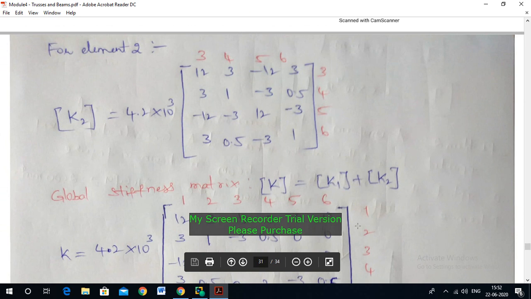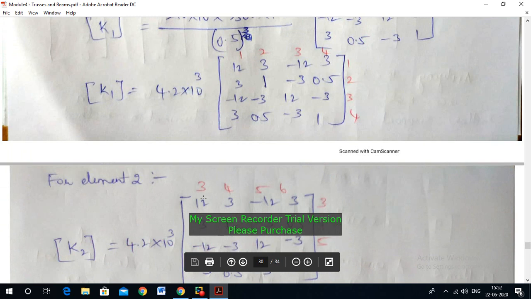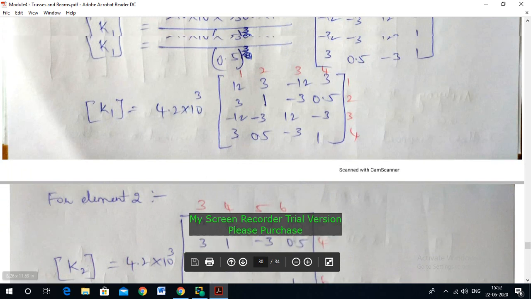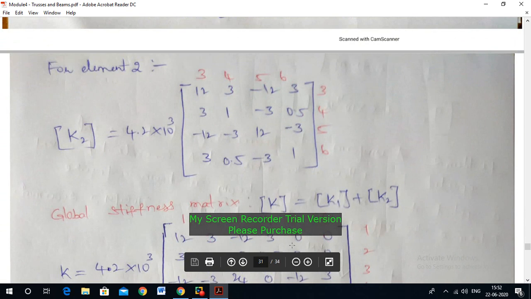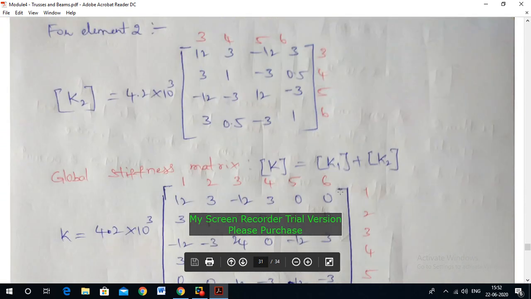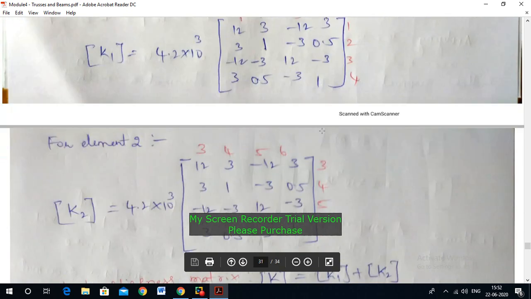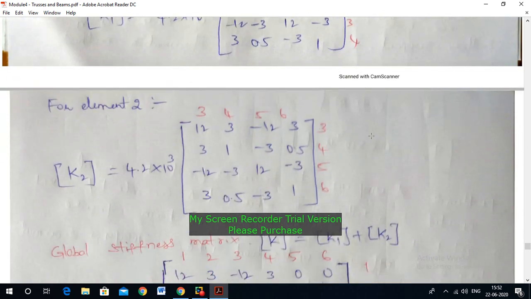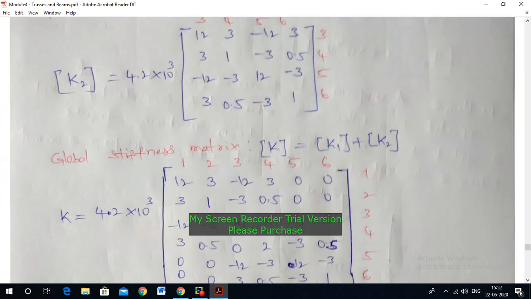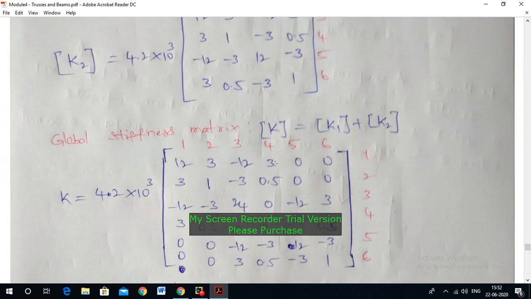Next, the element corresponding to third column, first row is minus 12, but there is no element corresponding to first row, third column, hence 0. Minus 12 plus 0 is minus 12. Next, the element corresponding to fourth column, first row is 3, but there is no element corresponding to first row, fourth column, so only the 3 is there. 3 plus 0 is 3.